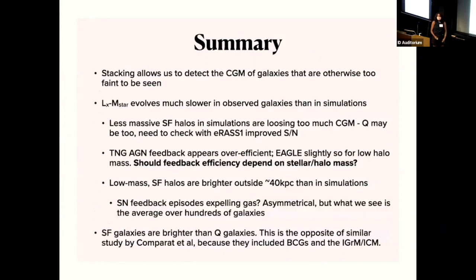Basically, at the end of the day, more massive star-forming galaxies have brighter CGMs. There are some agreements, but also some significant disagreements with simulations. And I think these give us hints about how to develop galaxy evolution models going forward. And I would love to see what Romulus has to say about this.